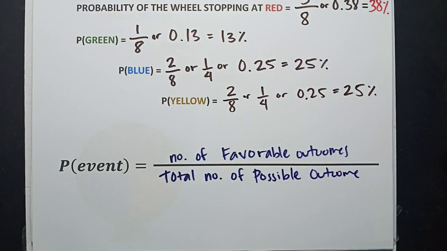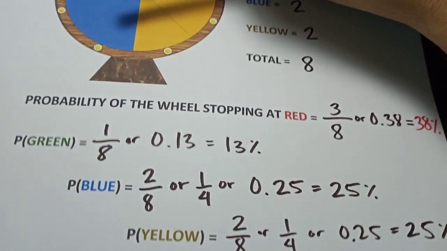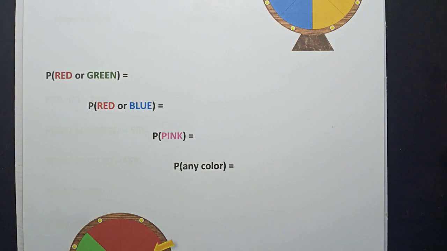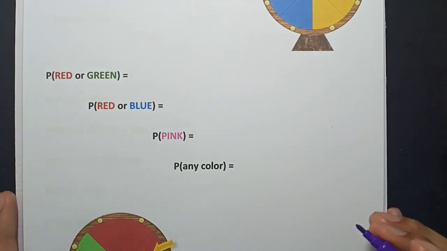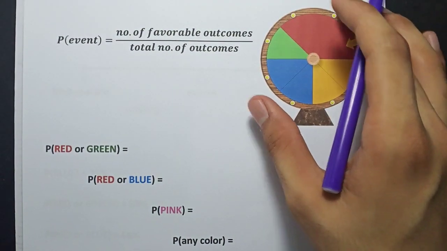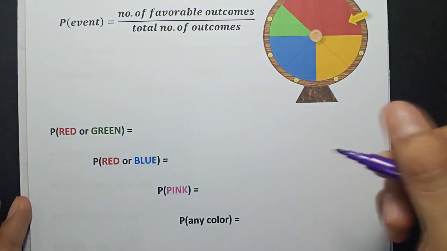And now that we have this formula, let's solve it. Let's solve some more. Here, probability of getting green, red or green, red or blue, pink, or any color. Now, ganito pa rin. Ito pa rin yung roulette natin. But now, we have the formula, so we can do it faster. Red or green.